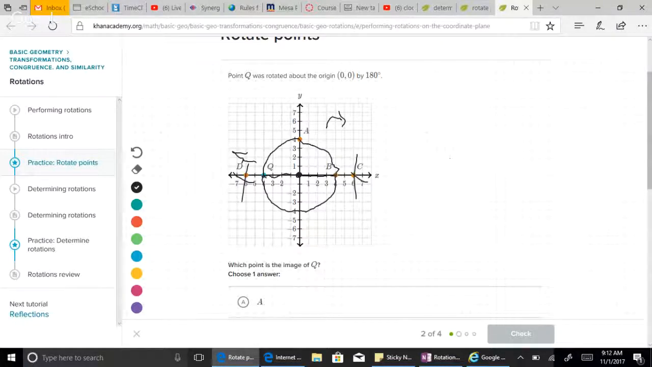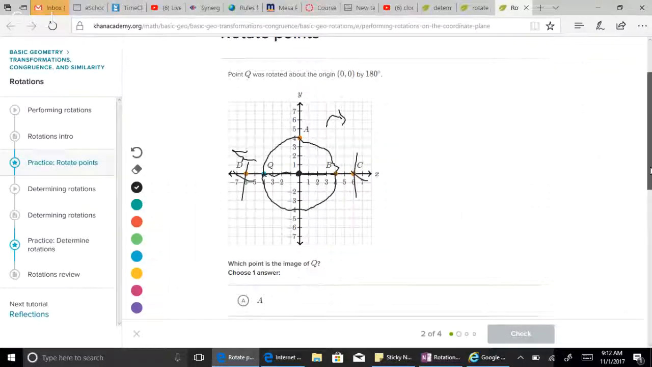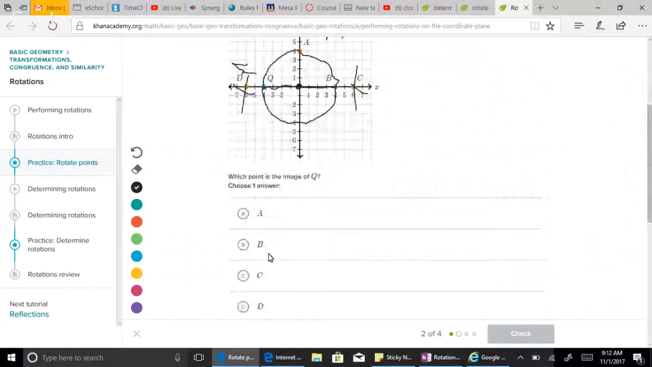It can't be C and it can't be D. Our only true options were B and A. And when we started at the origin and we drew a line to B and drew a line to Q, we could see that that was a straight line. And a straight line we know is 180 degrees. So our answer is B.